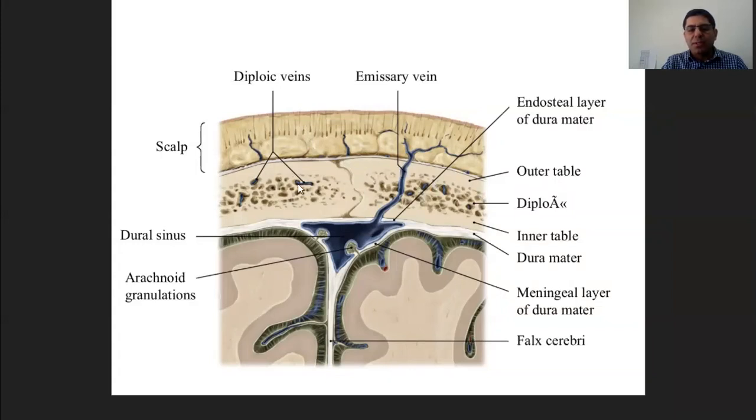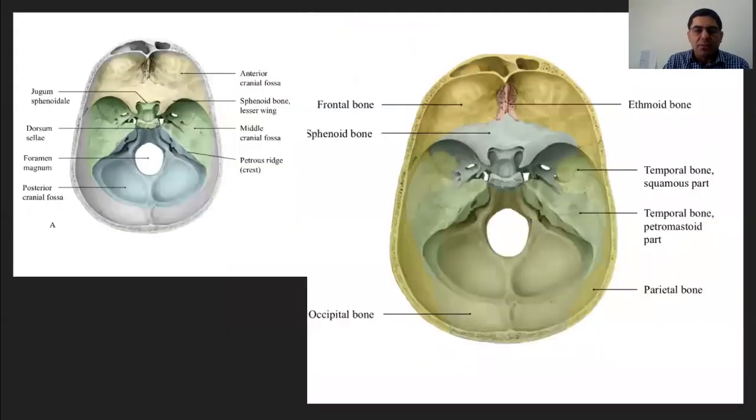With the skull, the bone has an outer and inner table, and the diploe, which is in between, which is a spongy part. And then you've got the dura, etc. We're going to go through all these things in detail in different lectures. So these are the sutures.